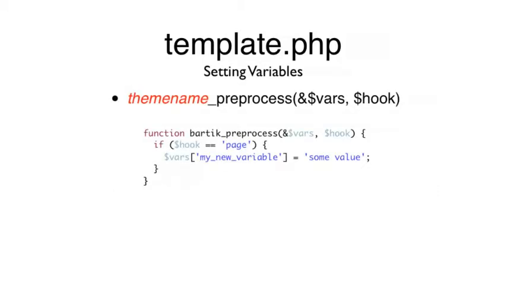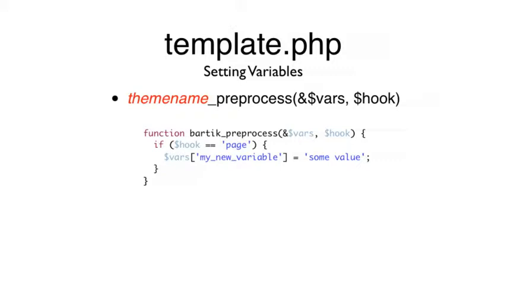First thing I want to talk to you about are pre-process functions. This is where you create new variables or override existing variables. The first function is commonly known as theme name underscore preprocess. Now you would replace theme name with the name of your theme. For example, Bartik underscore preprocess, or if you're following our tutorial, 960 robots underscore preprocess. This function gets called all the time. It's the biggest global function.